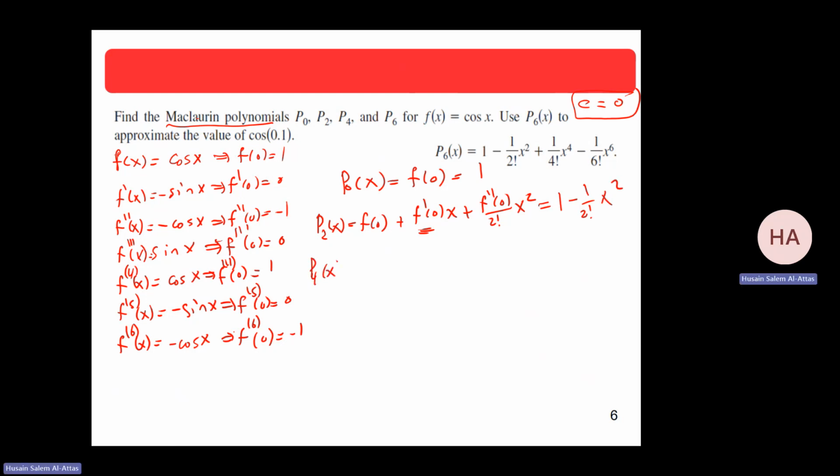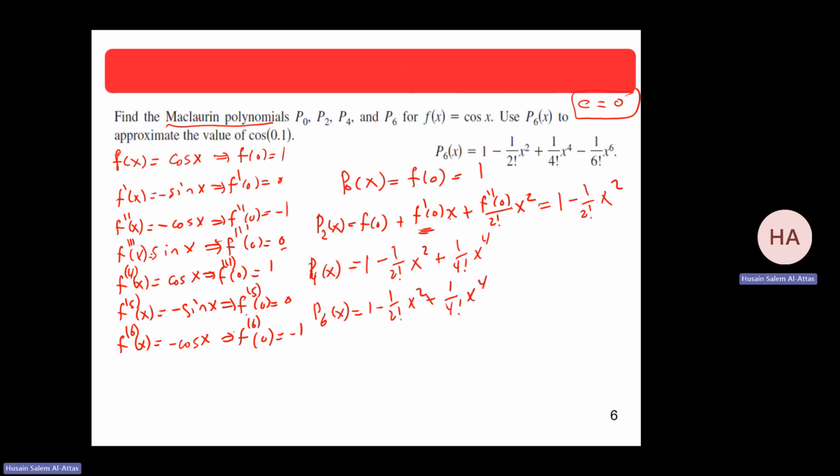P4 of x, let me do it right away. I have f of 0. f of 0 is 1. f prime at 0, gone. Second derivative gives me 1 over 2 factorial x squared. Third derivative, 0, ignore it. Fourth derivative, I want 1 over 4 factorial x to the power 4. What is P6 of x? It will be this one.